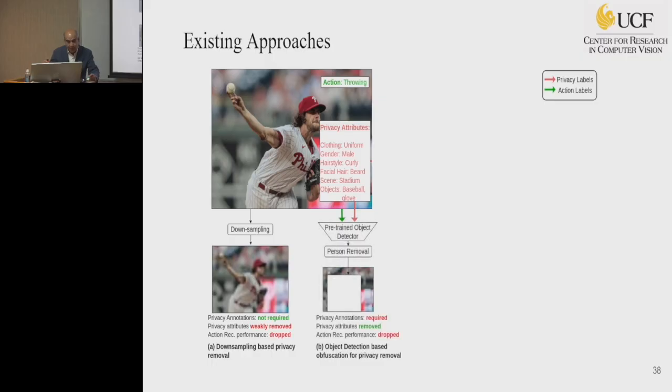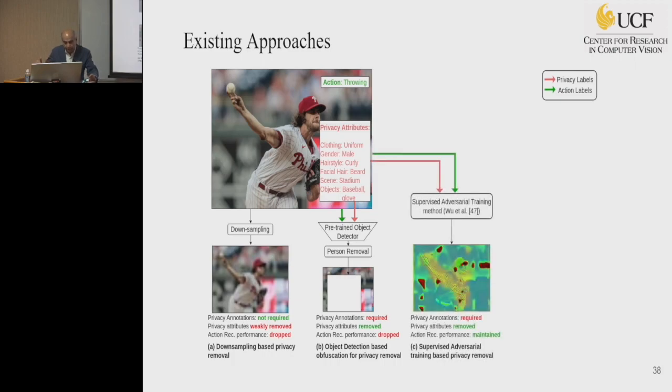Okay, the other approach is that we just remove the person, right? We detect objects, and for this we need the privacy annotation. We will remove the attributes, but the performance again will drop. The third alternative is that we anonymize, and we require the privacy annotations. We can remove the privacy attributes and performance goes down. But here the limitation is that we need annotation.